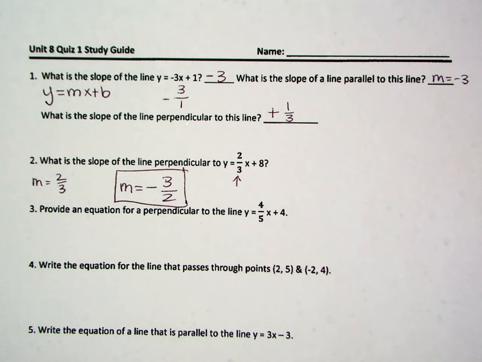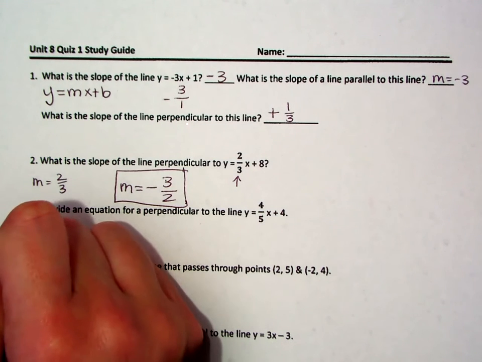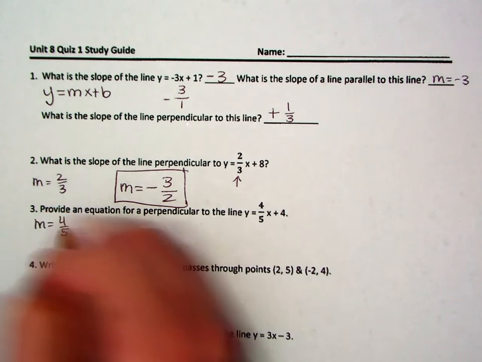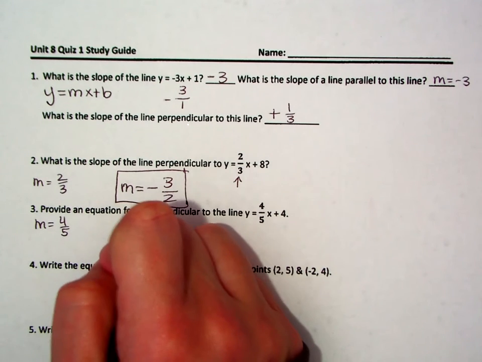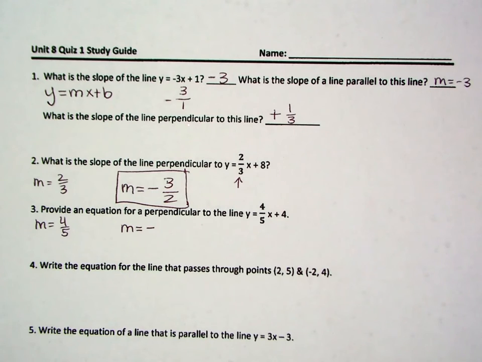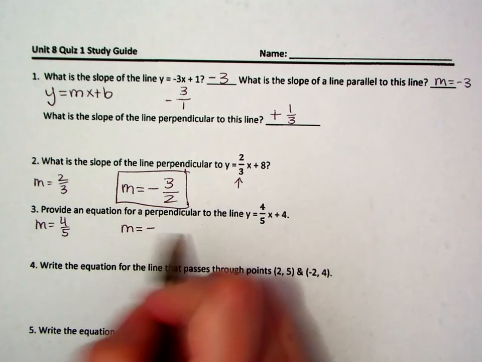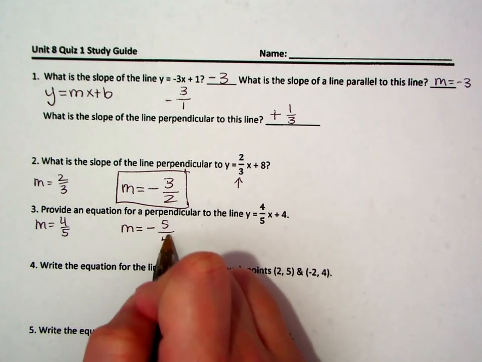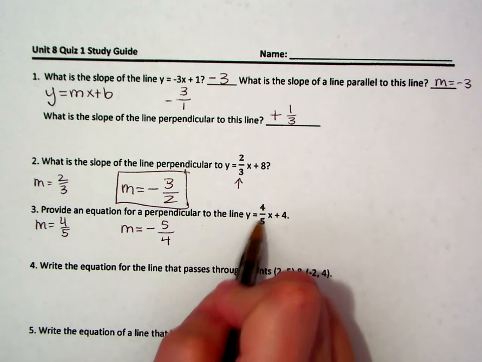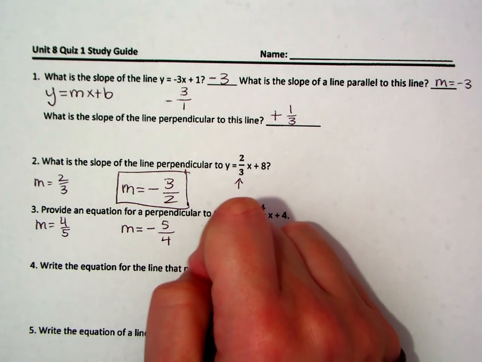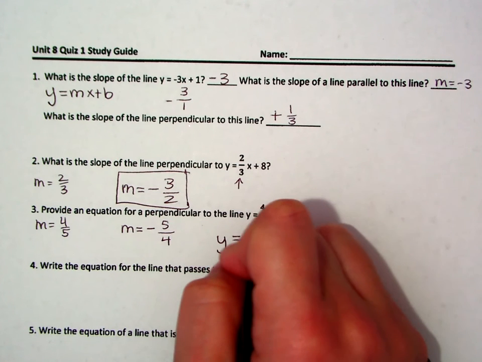Number 3 says, provide an equation for a line perpendicular to the line y equals 4/5 x plus 4. So we're looking at the slope here of 4/5. Now to make it perpendicular, we want it to become opposite. So the opposite of that positive is a negative, and we want the reciprocal, so we're going to flip this fraction, so 5/4. So now if we're going to write the equation of a line that's perpendicular to this, we need it to have this slope, so let's plug it into y equals mx plus b.